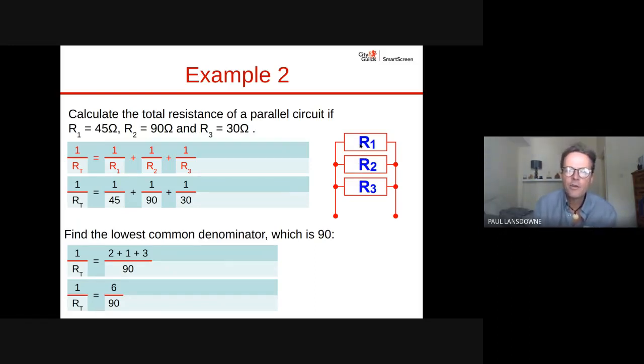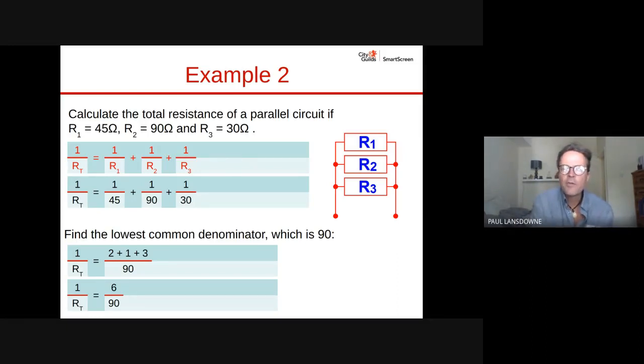So say I had 3 resistors that were 30 ohms. So I had 1 over 30, 1 over 30, 1 over 30, and I add them together. I have 3 over 30. If I inverted that, I would have 30 divided by 3.